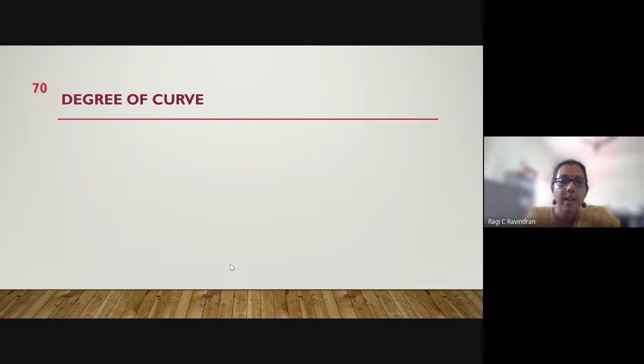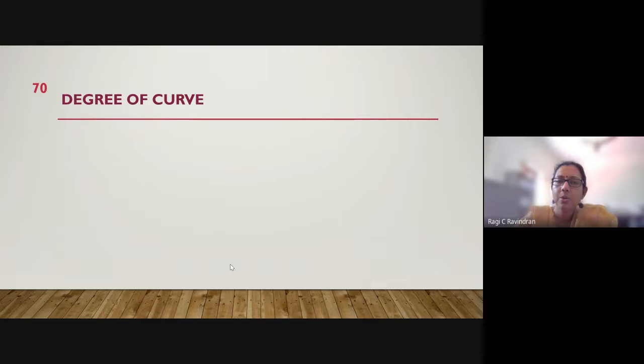So in the last class, we have seen what are the different types of gradients and how to compensate a gradient if we are imposing a gradient on a horizontal curve, in the case of a railway track. So today we will see how you can define a curve.